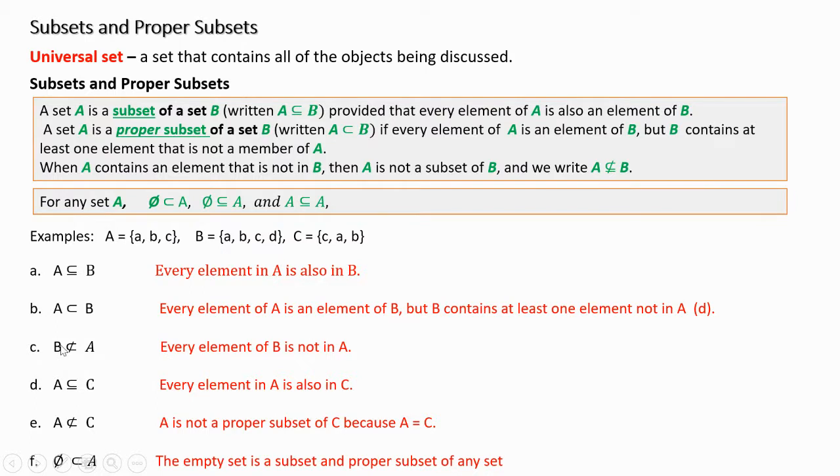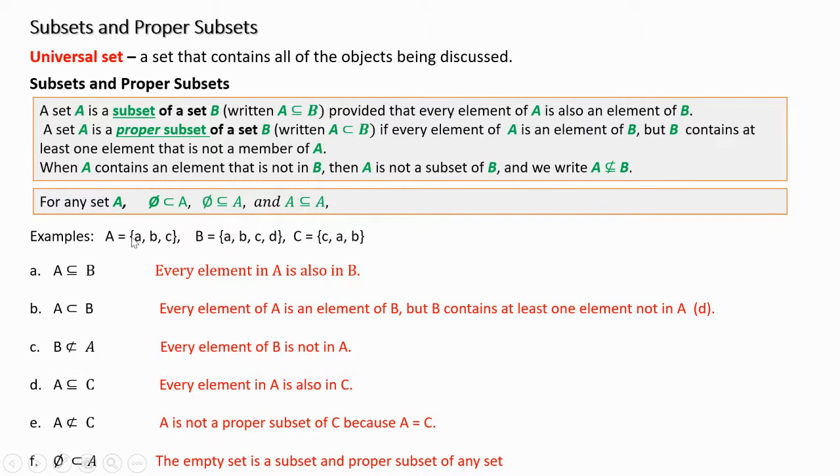If you reverse them, B is not a proper subset of A. It's true, because not everything in B is in A. That's why every element in B is not in A. Now D, A is a subset of C. Every element in A is also in C. And now E, A is not a proper subset of C.